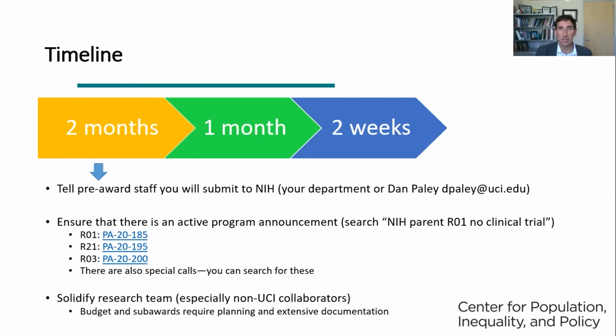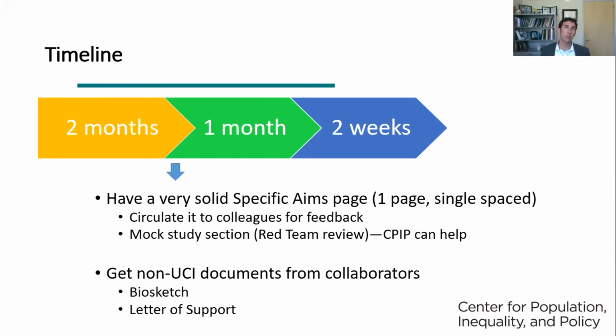And then when you're between 1 and 2 months, maybe around 1 month, you start circulating your very solid one-page specific aims. Okay, it's a one-page single-space document that should be circulated to your colleagues for feedback. You should have really solid aims. You could use CPIP resources to come up with a red team or mock study section review.